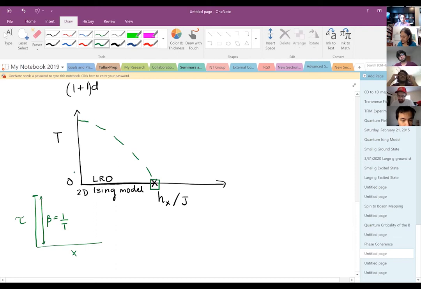So let's write that down. No order for T not equal to zero. But there is a gap, and the gap goes to zero. So let's call that some delta gap. On the large H side, all your spins are now pointing in the X direction. And again, there is a gap to a spin flip. This other side also has a gap. So let's just call it delta tilde gap.